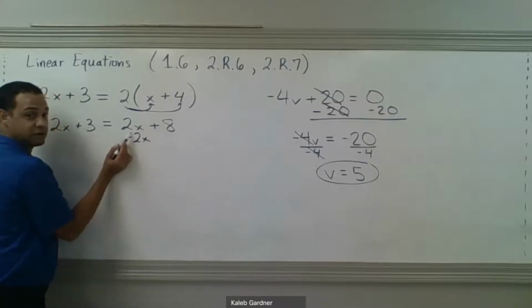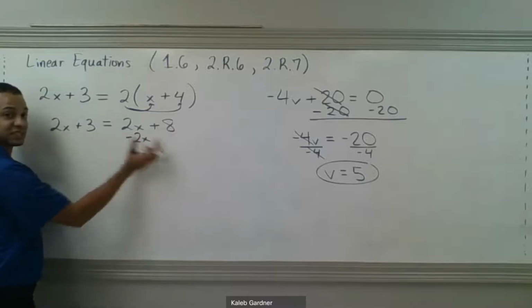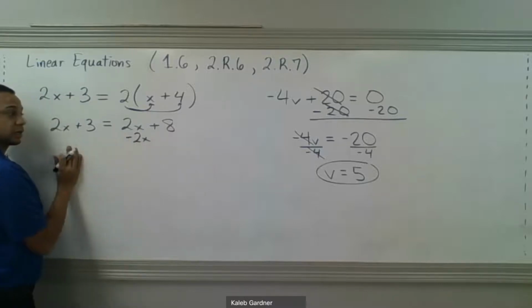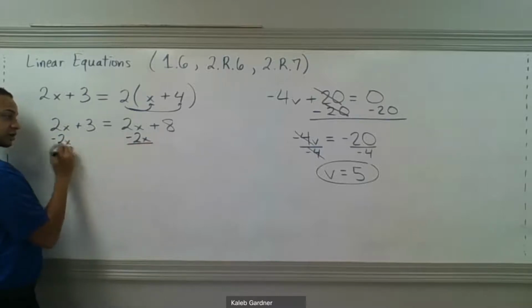Notice I'm not dividing by the 2 because we're not getting the x without the 2. We're not removing the 2 from the x yet. We're getting the x's together before we do that. We also have to, if we're going to subtract it here, we also have to subtract it here.